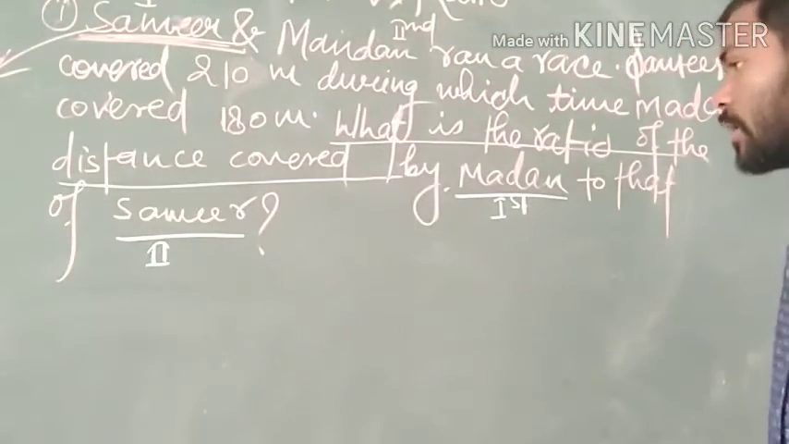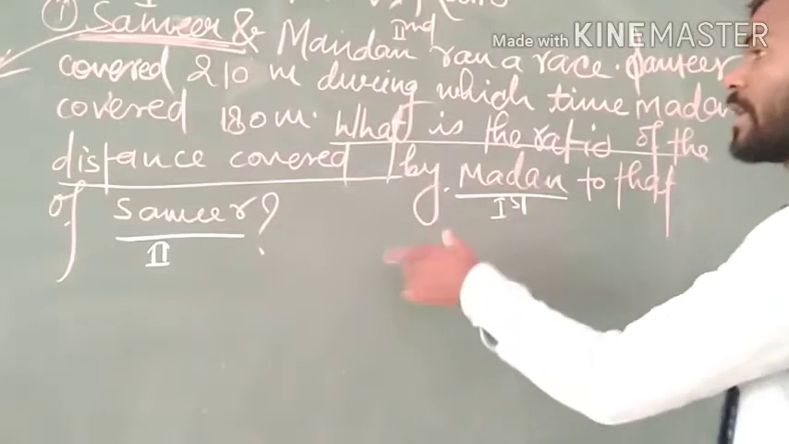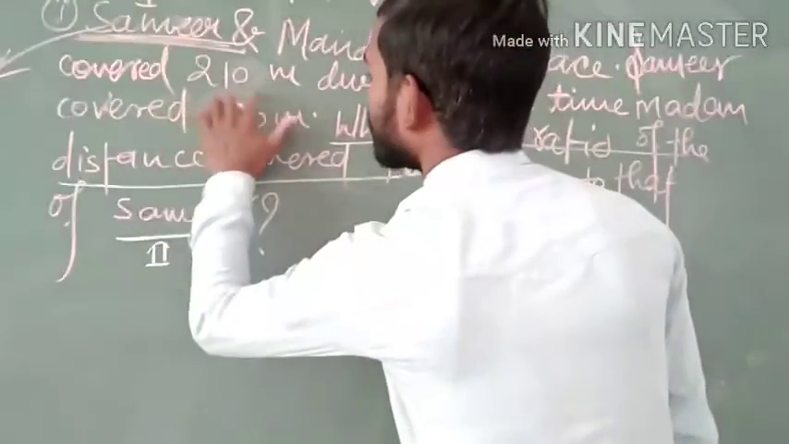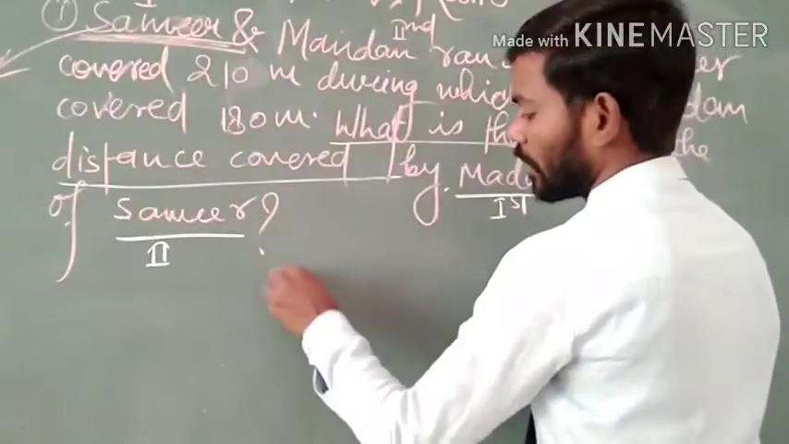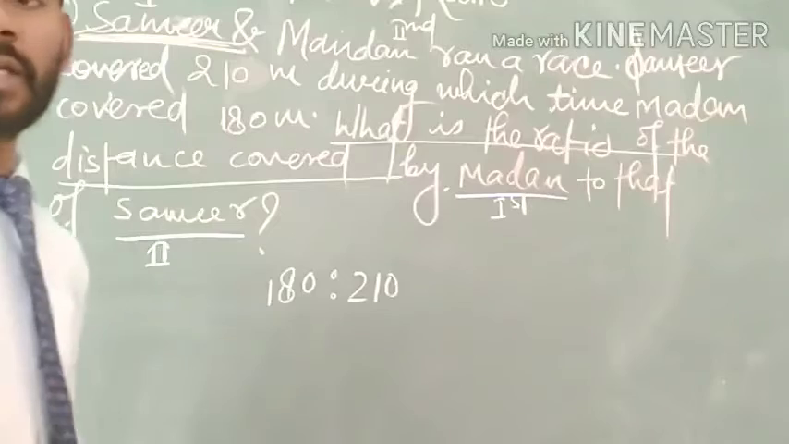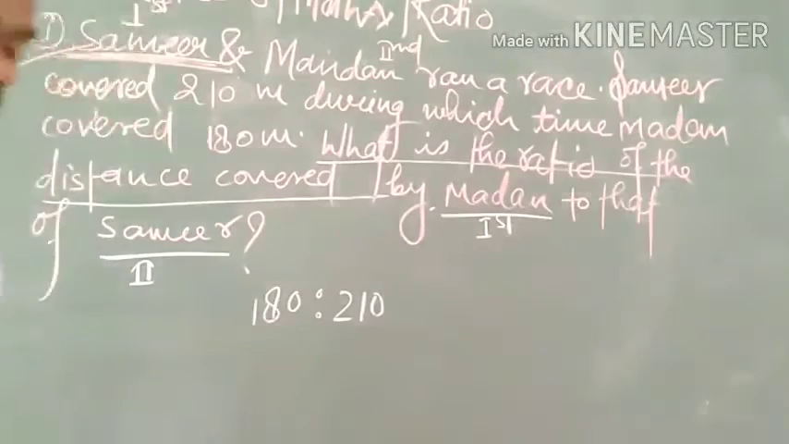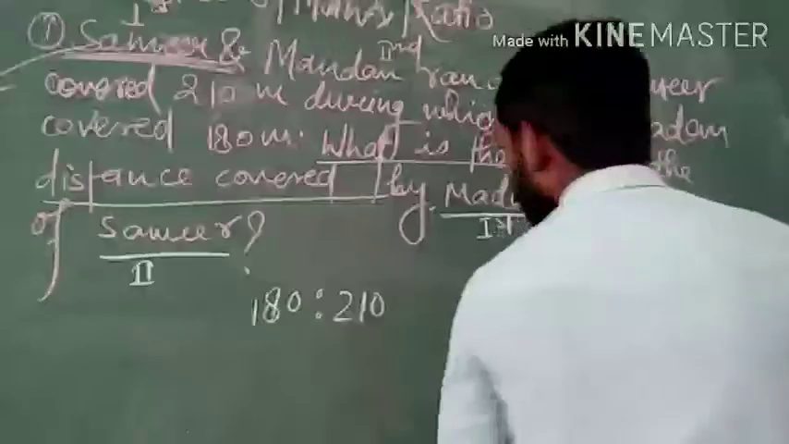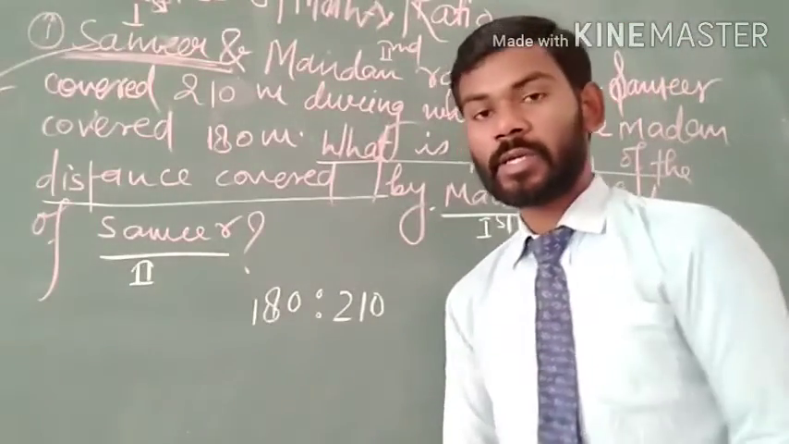Therefore, whenever we find this ratio, we shall write the distance covered by Madan as the first term and the distance covered by Samir as the second term. And here we get the result 180 ratio 210. Okay, student, if you want, you can also write this in its simplest form. So this is the ratio formed by the distance covered by Madan and Samir.